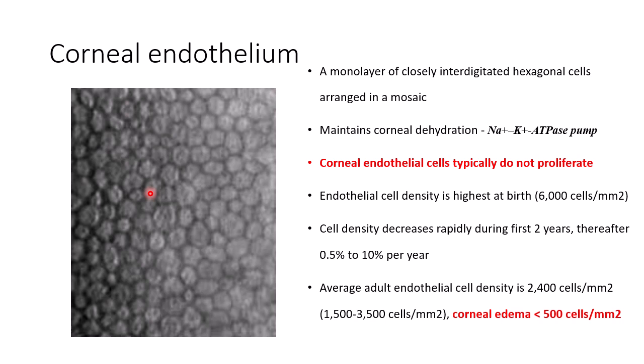The corneal endothelium. This is what the corneal endothelium looks like on a specular microscopy. It is a monolayer of closely interdigitated hexagonal cells. It has a very important pump which plays a vital role in the corneal transparency. The density of these cells is 6,000 at birth, and it gradually decreases such that the average adult endothelial cell density is in this range. Corneal edema is known to occur below 500 cells per mm square. Endothelium does not regenerate but shows polymegathism, or increase in size of the existing cells to cover a defect.